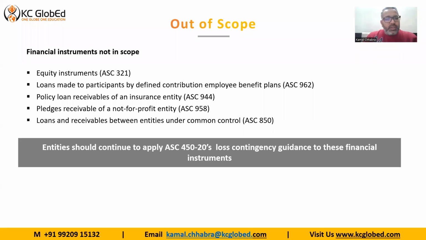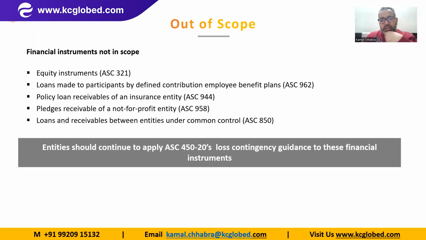Third is policy loan receivable of an insurance entity. If you have life insurance or some other insurance, against that insurance you can also take a certain amount of loan, but that will be covered in ASC 944, how to deal with such situations. And that also does not come under the ASC 326 purview.